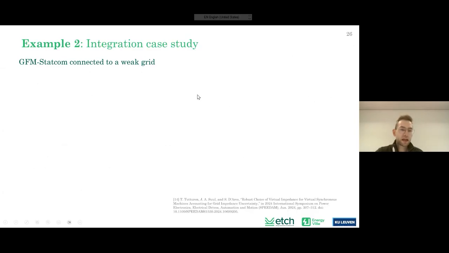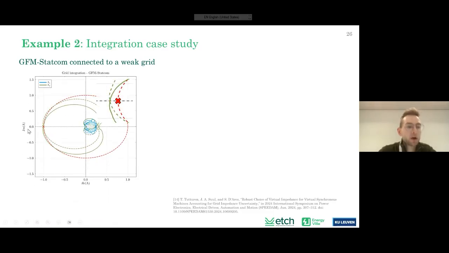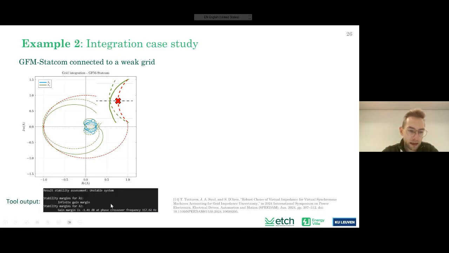All right, so if you connect the StatCom and use the GNC function within the tool, we see that we have an encirclement of the -1 point. So this means if we were to close the loop, meaning connect the StatCom to the system, it would be unstable. And this is something I already mentioned before. The tool also gives an output and tells you whether the system is stable or not, and also tells you what the stability margins are. So you can change between gain margin, phase margin, and vector margin.